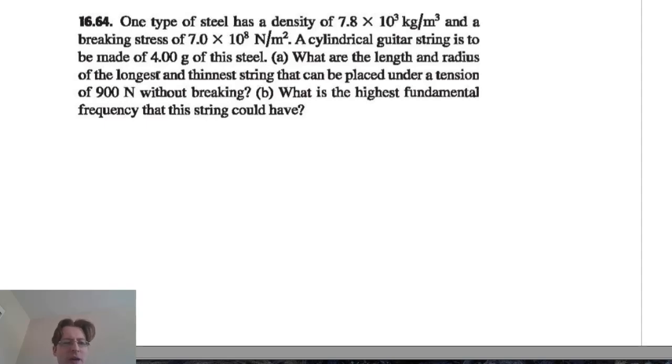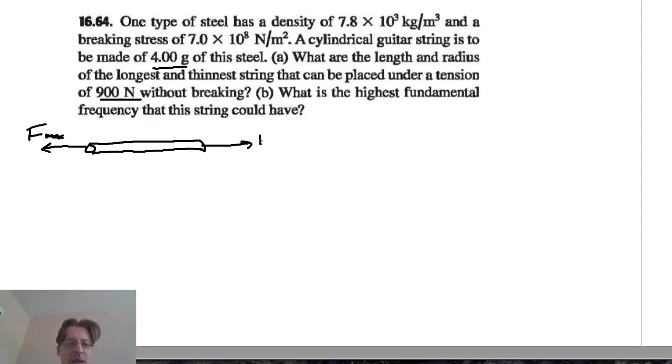In this question, we have 4 grams of steel to use, and I want to know how long and thin it can be such that it'll withstand a pull from either end of 900 newtons without breaking. So there's a certain maximum force applied to both ends, putting it under tension. And I want to know how long can it be, how skinny can it be.